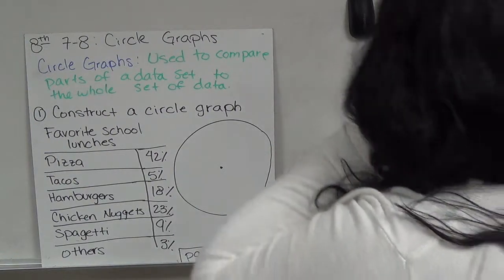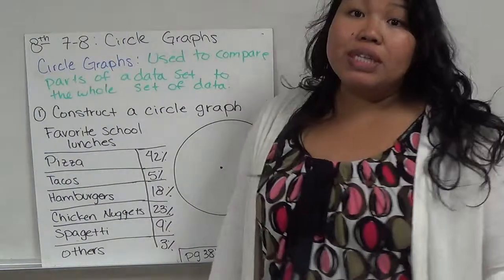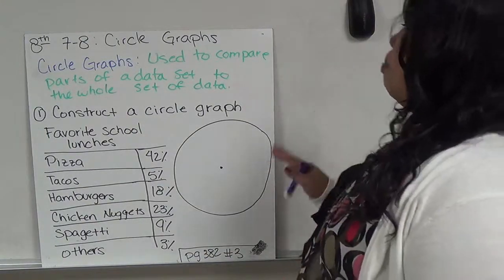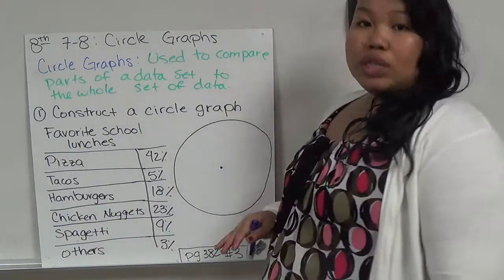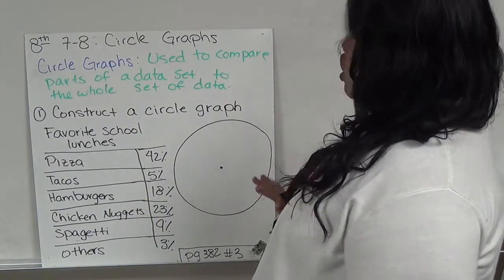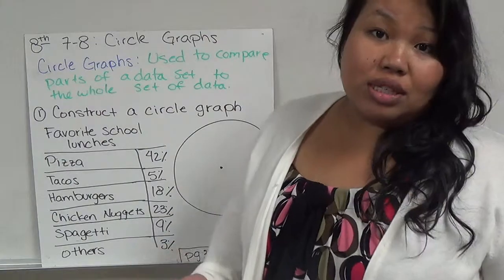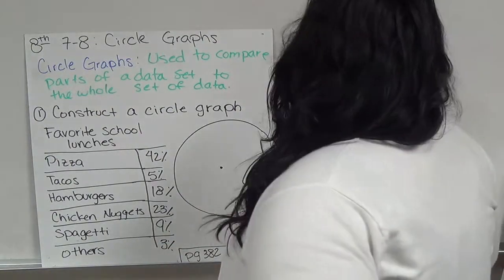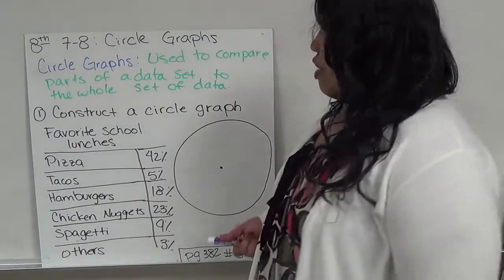In 8th grade, section 7-8, we're dealing with circle graphs. Basically, circle graphs are here because we want to compare parts of a data set to a whole data set. It's to take something and put it visually to kind of see, okay, this is the favorites, this is the nots. So we're going to construct a circle graph. This is actually pretty fun.